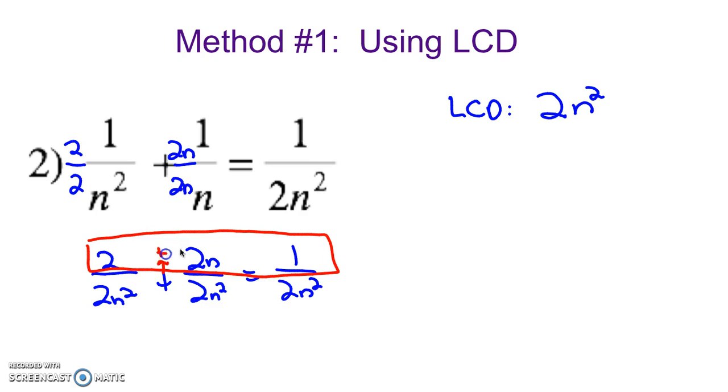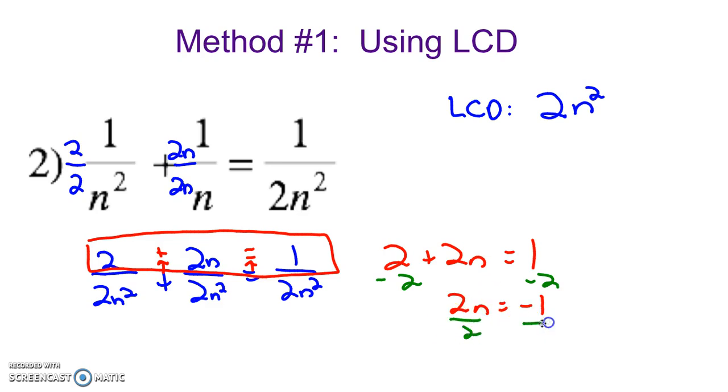Don't forget that there's a plus there and an equal to here. That tells me that 2 plus 2n is equal to 1. I can solve this equation for n by subtracting 2 from both sides. That gives me 2n is equal to negative 1. And then dividing both sides by 2, which tells me that n is equal to negative 1/2. This is my solution, and if I plugged negative 1/2 in for all the n's in the original problem, I would get a true statement.